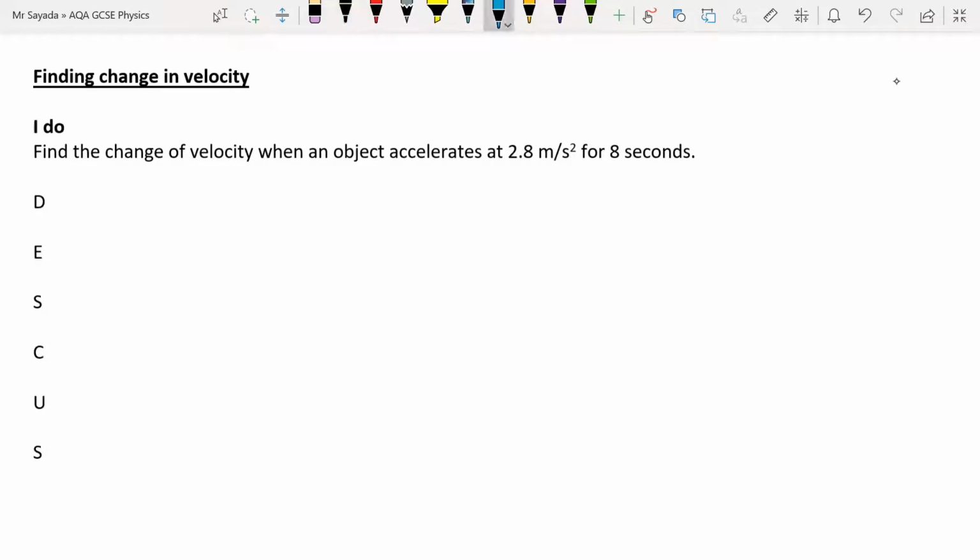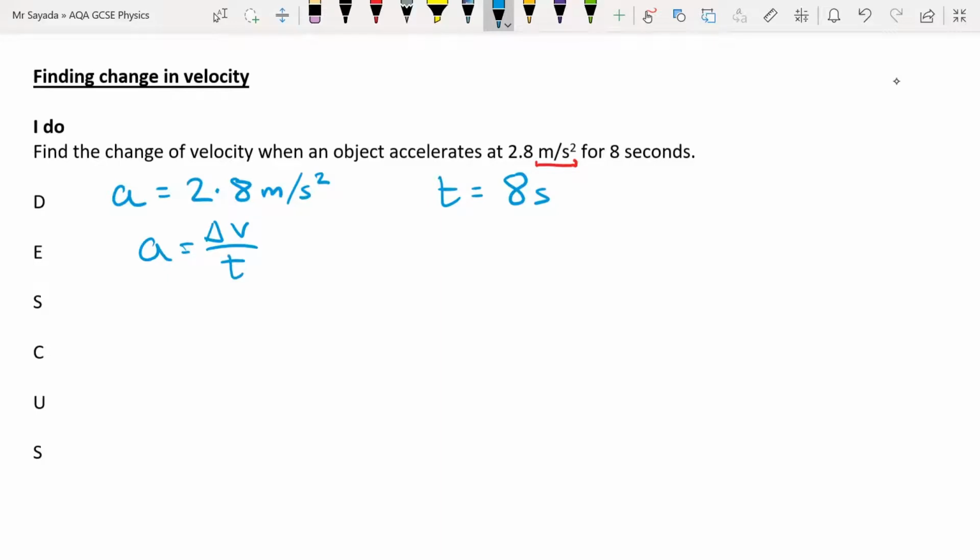So we know that the acceleration is 2.8 meters per second squared. If you weren't sure whether that was a velocity or an acceleration, just check the units. Meters per second squared, so it must be an acceleration. The other thing we've been given is the time. Do that in blue. Time, which is 8 seconds. What does the E stand for? Equation. What is the equation for acceleration? Acceleration is change in velocity over time.